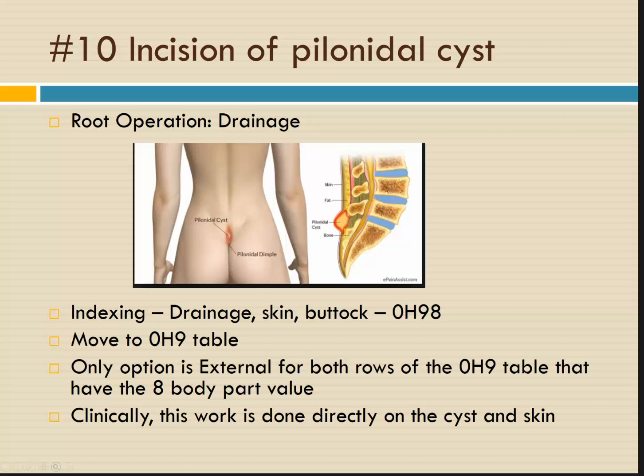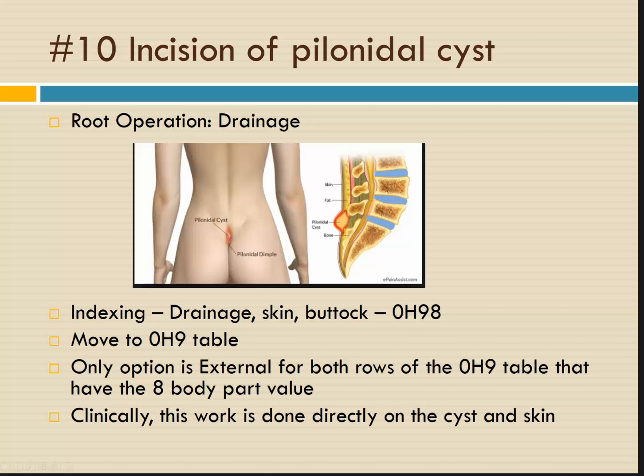The last of these short statements, number 10, is incision of a pilonidal cyst. Root operation is drainage. This is just a picture to make sure you understand where this is at and what's going on here. They're going at this from the outside of the patient's body, and going directly onto the skin. We're going to index the word drainage, then skin, then buttock, because this is considered part of the anatomical region of the buttock. We're given 0H98 in the alpha.